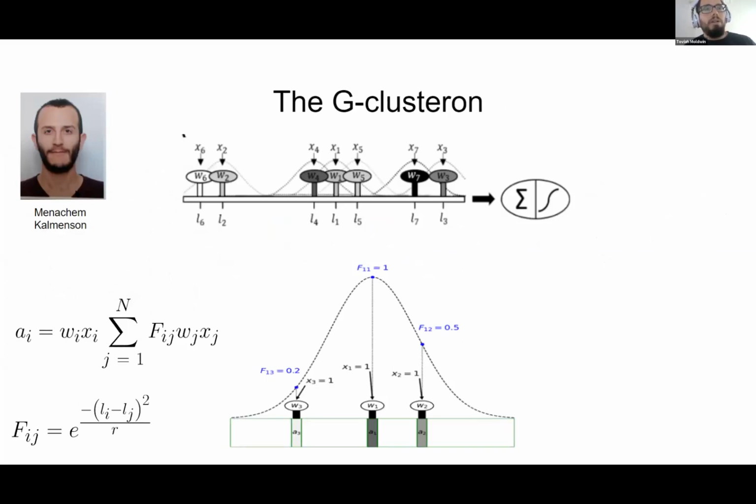So together with my student Menachem Kalmanson, we took this single branch clusteron in a new direction. We wanted to improve the clusteron's classification ability by creating a model with an analytically tractable gradient descent algorithm. And we call this model the G-clusteron. So we made two major modifications to the original clusteron. The first modification is that we swapped the discrete locations from the original clusteron with continuous valued locations. So each synapse is now associated with a location, which we call L, instead of an integer valued index.